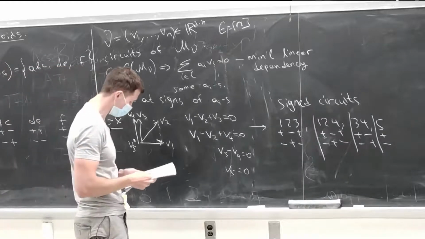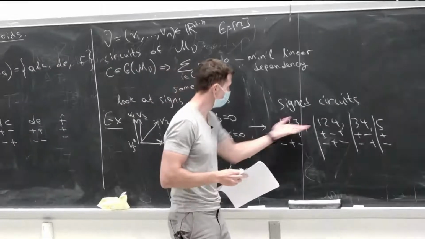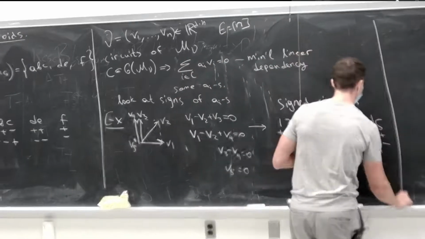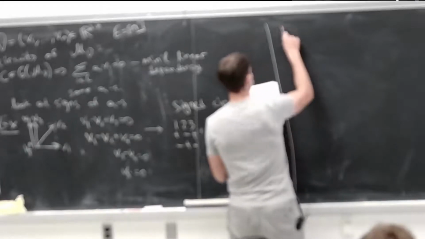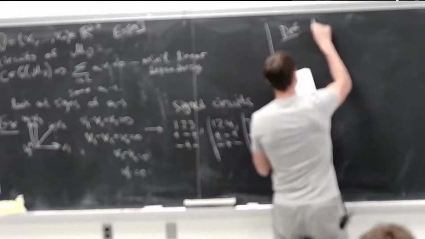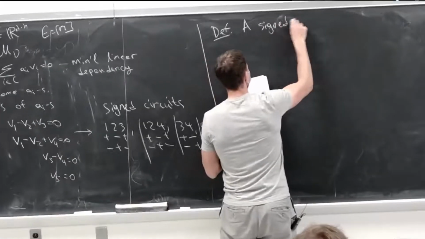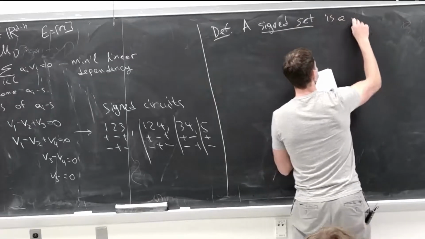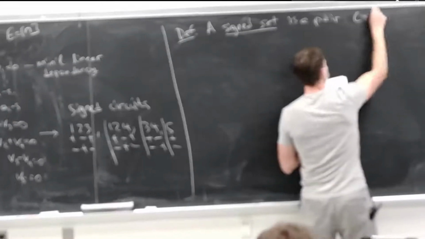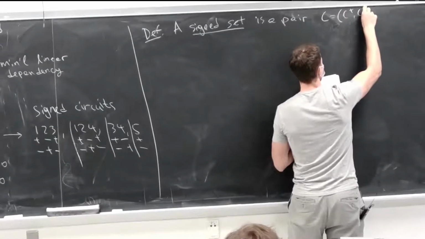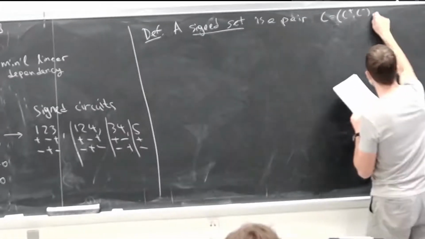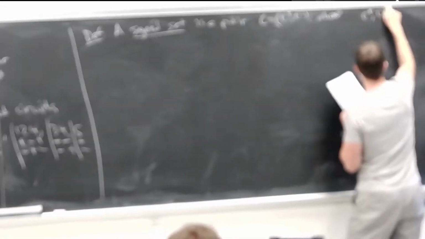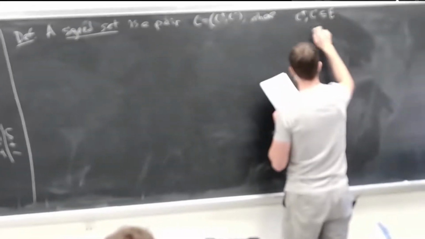And I need to introduce some terminology. Previously, I was dealing with just sets. Here, I'm going to be dealing with signed sets. So it's just going to be a bunch of definitions. A signed set is a pair C = (C plus, C minus), a pair of disjoint sets, where C plus and C minus are subsets of my ground set as usual, and they're disjoint.